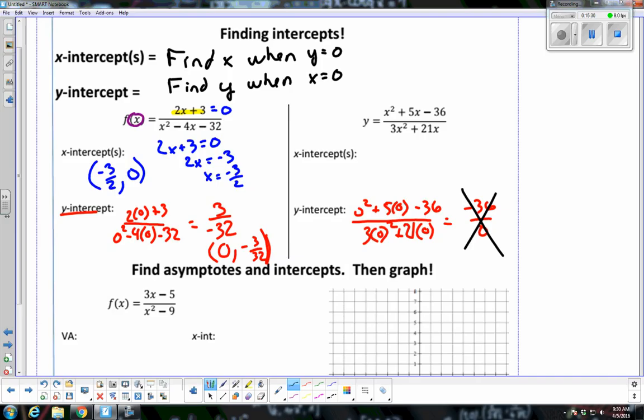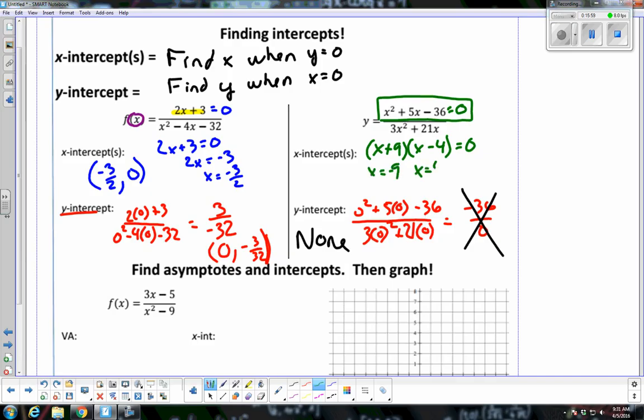Now the top, again, we'll solve the top, set it equal to 0. Well, we'll notice that this expression right here can factor. So that'll factor down to an x plus 9 and an x minus 4. That should get you what you need. So those expressions are equal to 0, which means x equals negative 9 is a solution, and x equals 4 is the other solution. So your two x-intercepts would be negative 9, 0, that's one, and 4, 0, that would be another one.